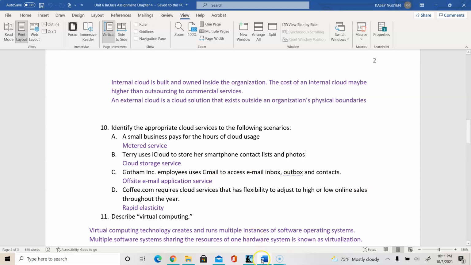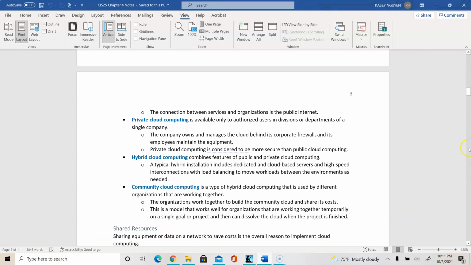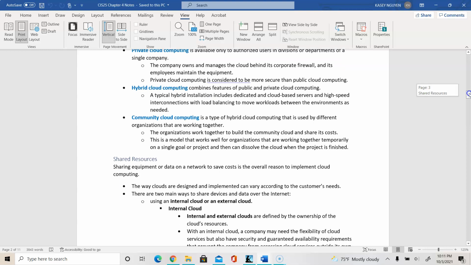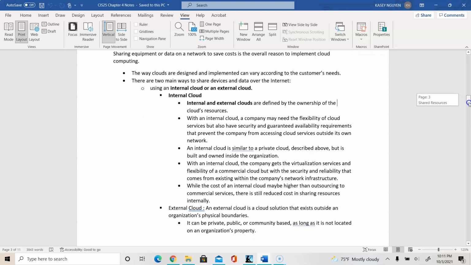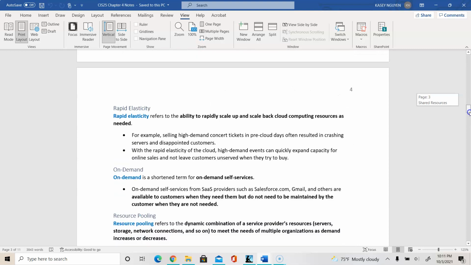Now, all of this information you can find on pages 3 and 4. So it talks about internal cloud here and external cloud. And then it goes into rapid elasticity. So this gives you scalability to either reduce your usage because you don't have much need for it, or you can scale it up where you can increase the usage depending on the type of operation that you need as a business.